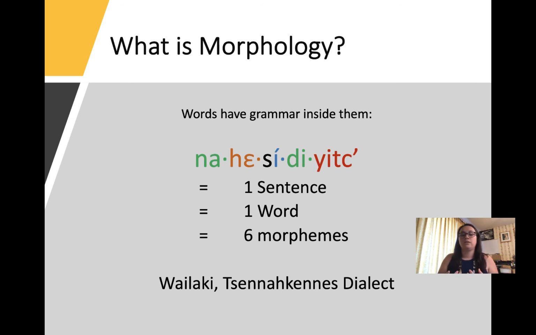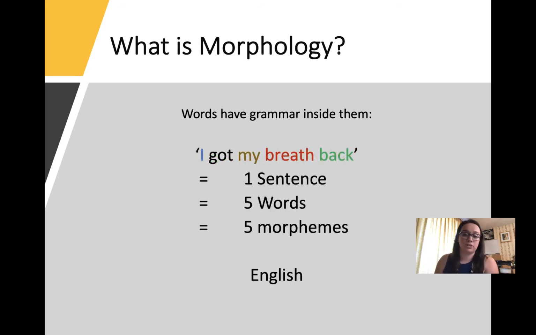Within that word, there are different parts, and those parts are called morphemes. There are 6 different morphemes here, which you can see by the different colors. A morpheme is the smallest unit of sound and meaning. Now take the English sentence. It's one sentence with 5 words. However, each of those words pretty much stands on its own. It doesn't have a lot of internal parts. So what we have is 5 words, 5 morphemes.